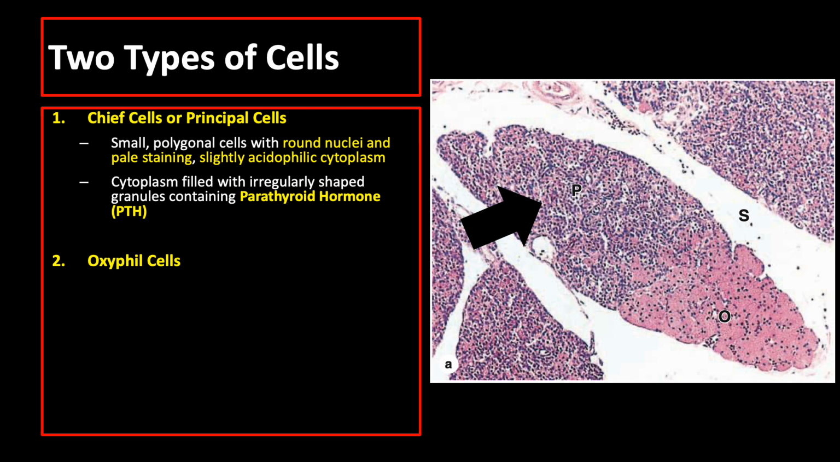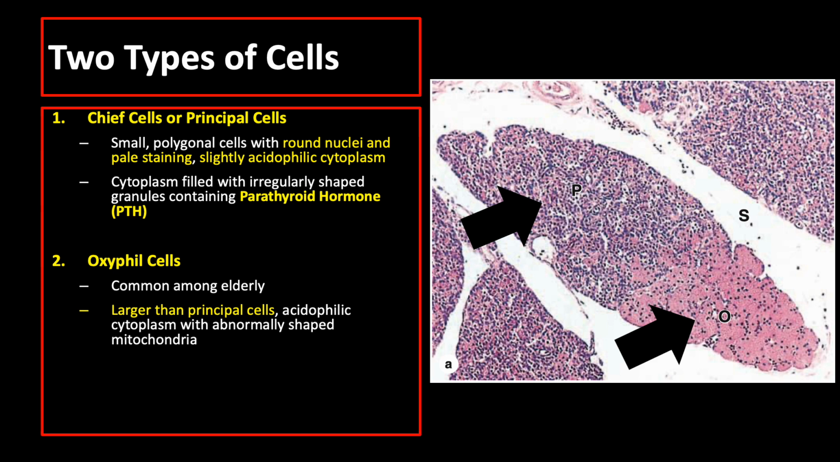The second type, the oxyphil cells, are common among the elderly and are larger than principal cells, with acidophilic cytoplasm and abnormally shaped mitochondria. They are non-functional with low to no parathyroid hormone synthesis activity.